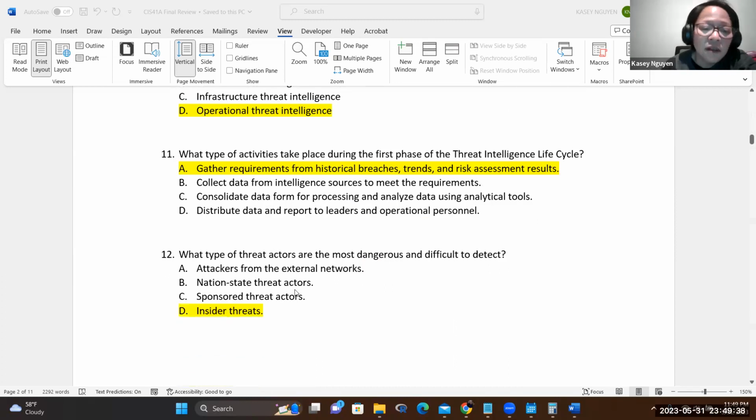Question 12, what type of threat actors are most dangerous and difficult to detect? And that's your insider threats. Insider threats are usually self, and that could be people mostly, because attackers from the outside are very easy to detect, especially as they can be notified via your security appliance. So insider threats can take a long time, and it is a lot more difficult to detect. So D for number 12.